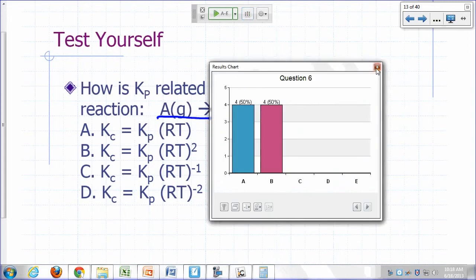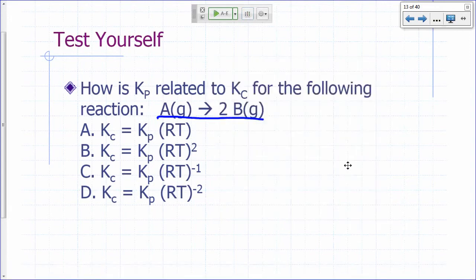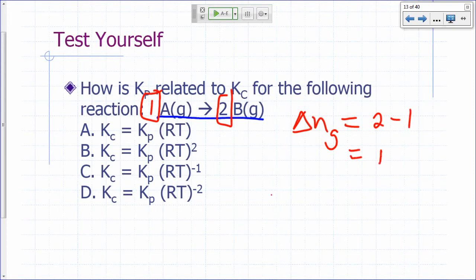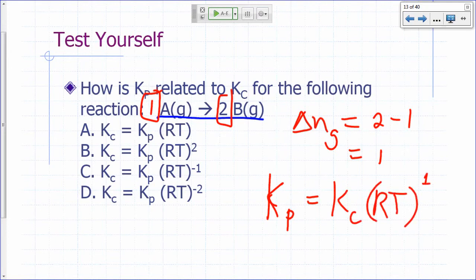50-50 again. Half of you fell for the trick, I guess. No, maybe not. All right. Delta N gas for this is 2 moles of gas on the product side. How many moles of gas on the left side? 1. So 2 minus 1 is 1. So we say Kp is equal to Kc times RT raised to the power 1.